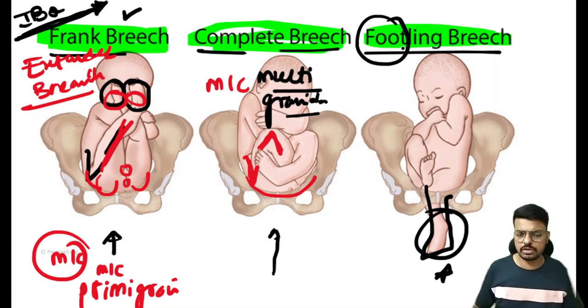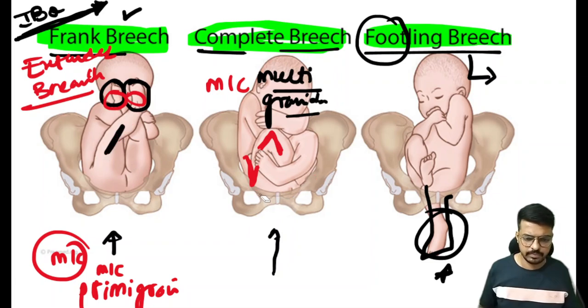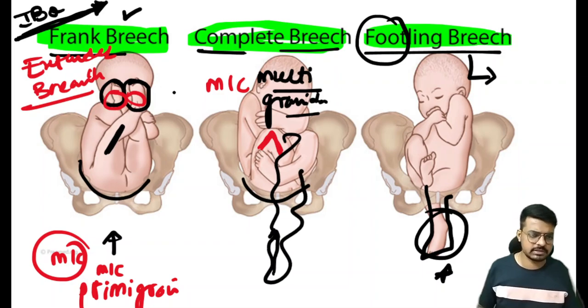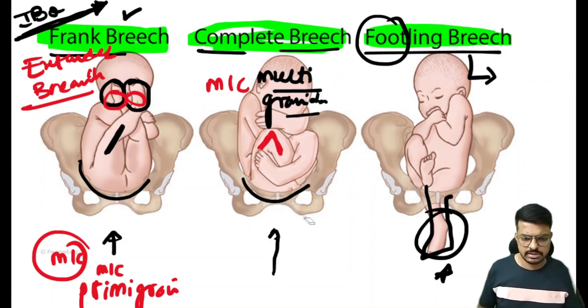Then coming to the footling breech. This footling breech is the breech with the highest risk of umbilical cord prolapse. Okay, so the question will come. Look at these images, first and second. In this one, the pelvic inlet is completely closed, meaning the umbilical cord will not come down. So there is less chance of umbilical cord prolapse in the frank breech and complete breech.